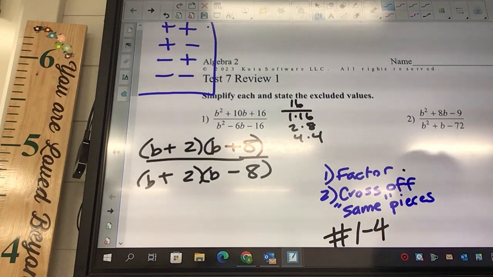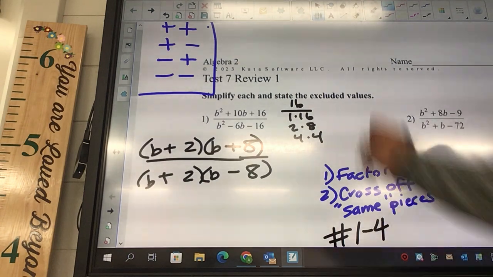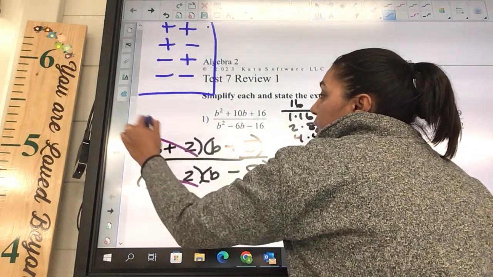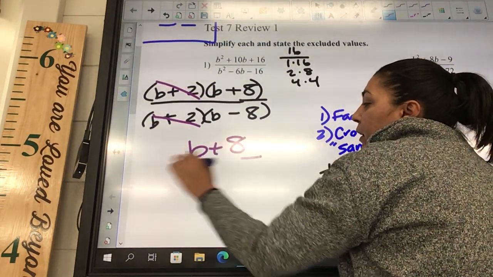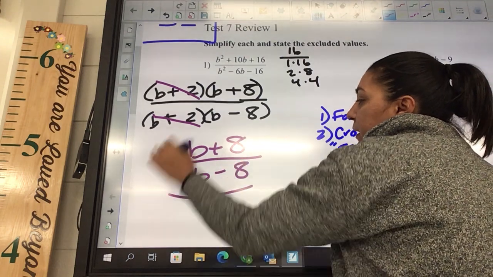They do need to be 100% the same. So what can we cross out? Plus 2. Yeah, we can cross these out, they're 100% exactly the same. So on the top I'm left with b plus 8, and on the bottom I'm left with b minus 8.